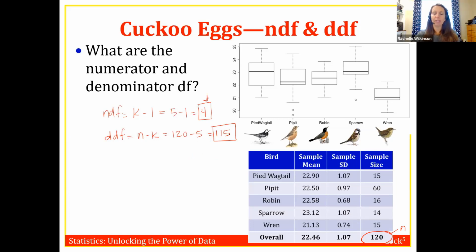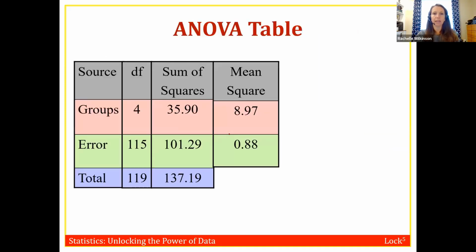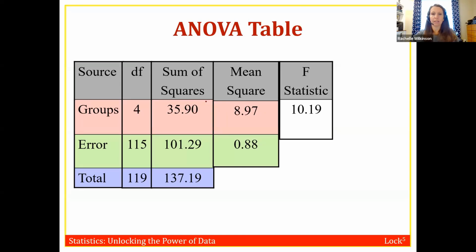All right, so I have my numerator and denominator degrees of freedom here. So I'm ready to look at my test statistic. Okay, so my test statistic I would find in the analysis of variance table in StatKey or on the computer output that's provided. And my test statistic in this case is F equals 10.19. So if it asks you for the test statistic, all you have to do is find it and say F equals 10.19.